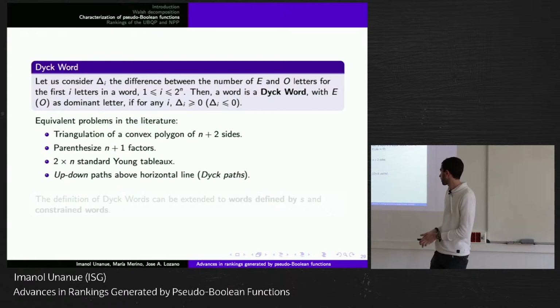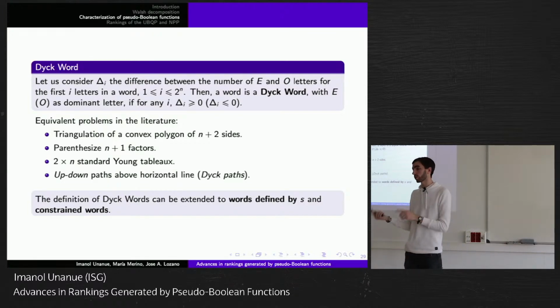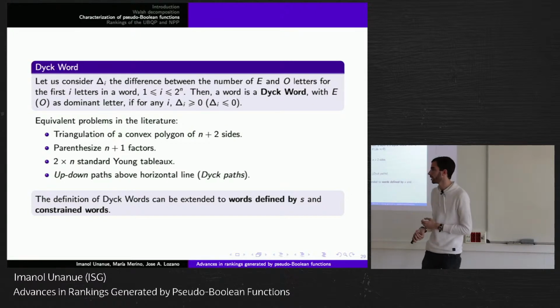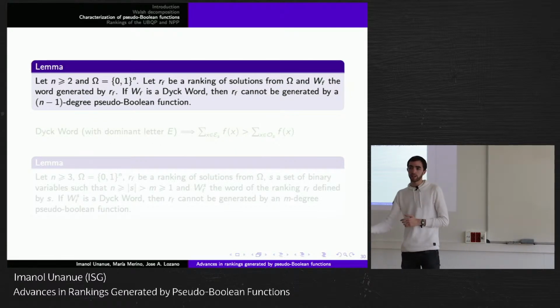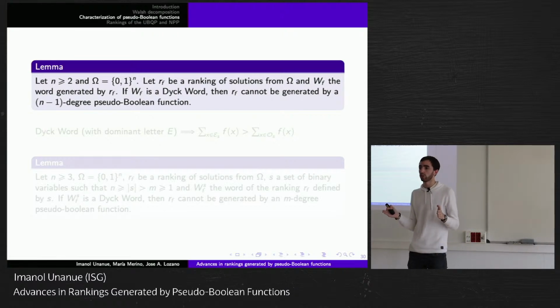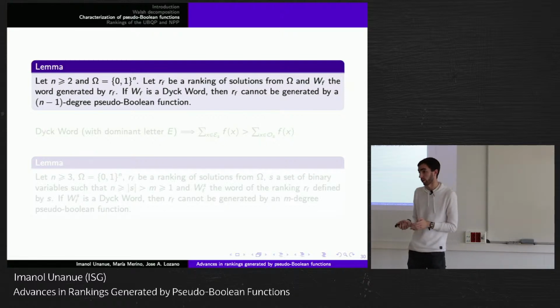Some of the problems are the following ones that I show you in the slide. Moreover, the definition of Dyck words can also be extended to the words defined by a subset of binary variables, or the words defined with a constraint. So they can be extended without any problem. Dyck words allow us to present one of the most direct results, which says the following: if we have a ranking of solutions whose word is a Dyck word, then the ranking cannot be generated by an n-1 degree pseudo-Boolean function. So it reduces the space of scenarios that pseudo-Boolean functions can generate.